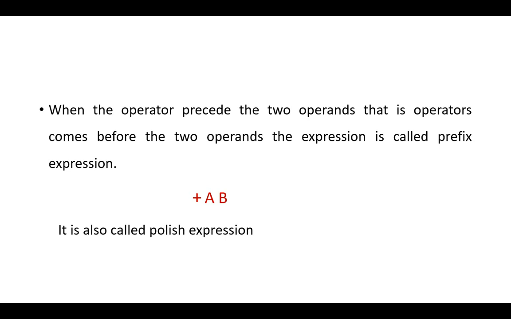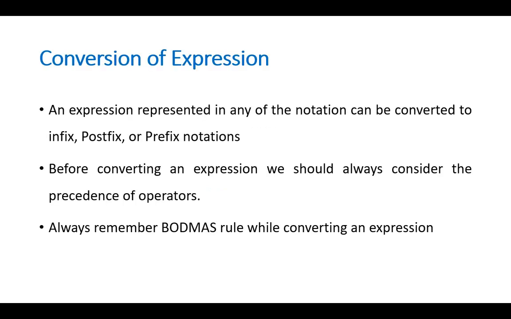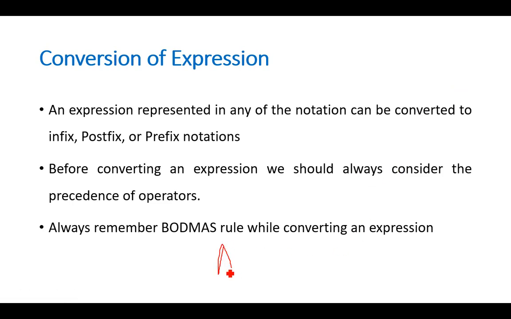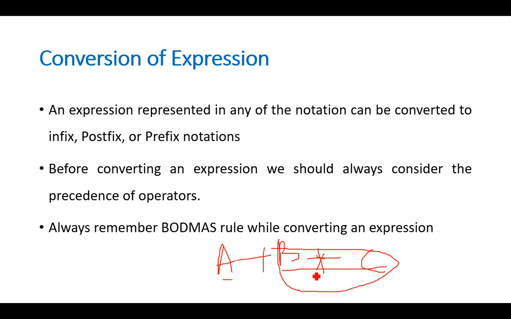So why do we have to do this? Whenever an expression is solved, we have to follow the BODMAS rule. For example, whenever we have an arithmetic expression, say a plus b into c, it is solved like this: first b into c is solved, and after that a plus the result of this is solved. So why is this done? Because of the BODMAS rule.